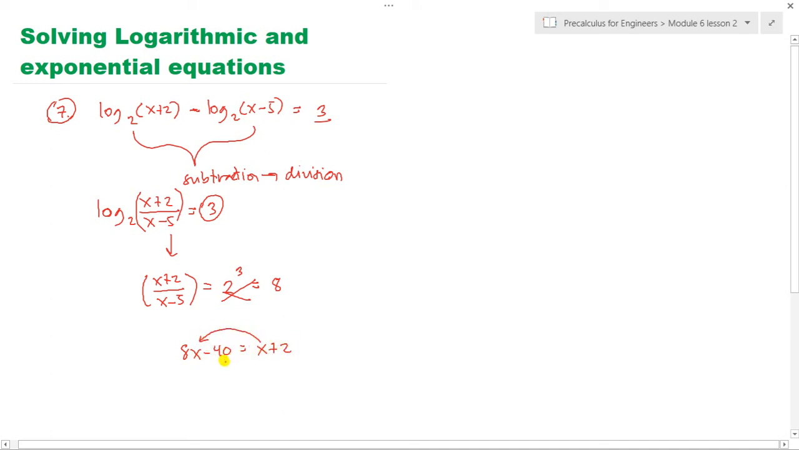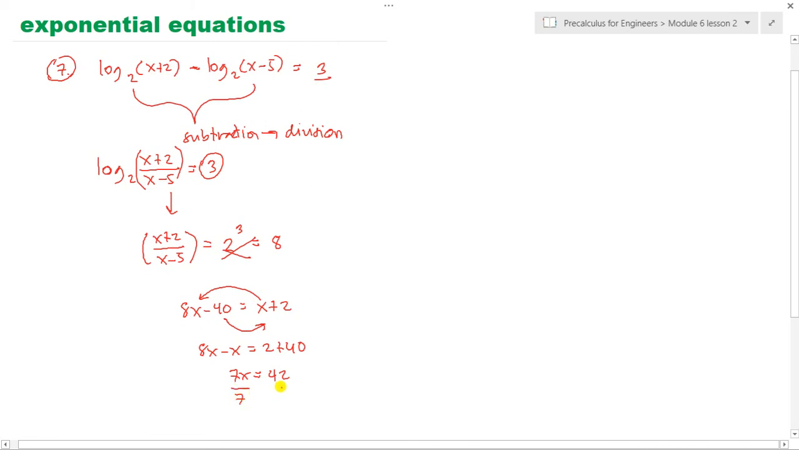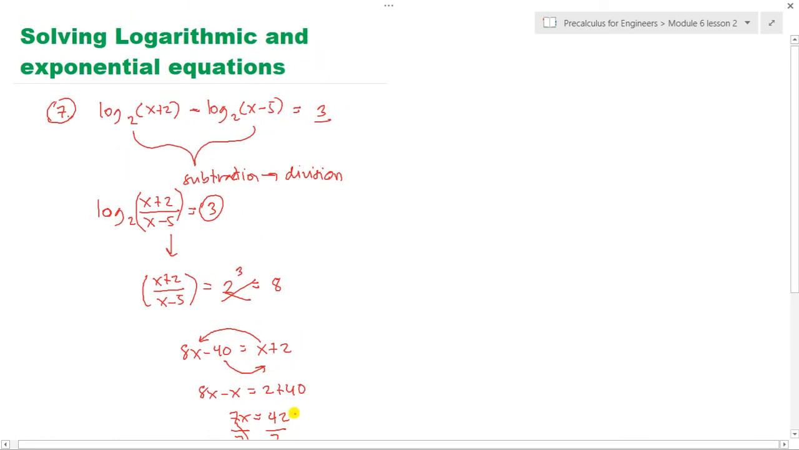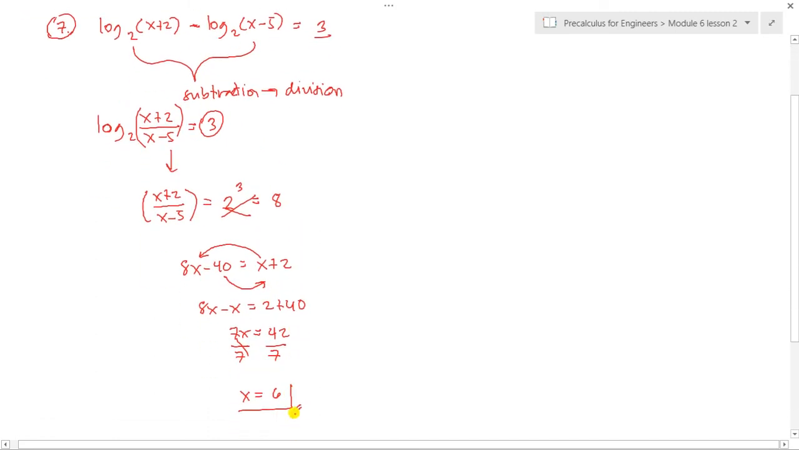Now we transpose to the other side: 8x minus x is equal to 2 plus 40. So 8x minus x is equal to 7x, and 2 plus 40 is 42. Divide both sides by 7. So x is now equal to 6, right? 42 divided by 7 is 6. That is the value of x for the given logarithmic equation.